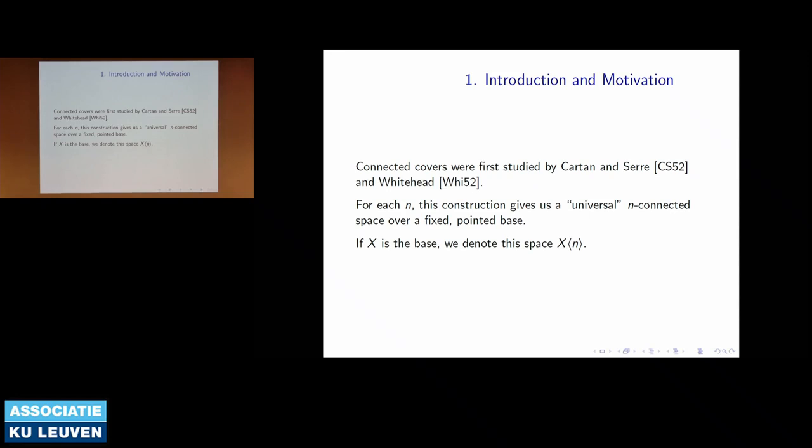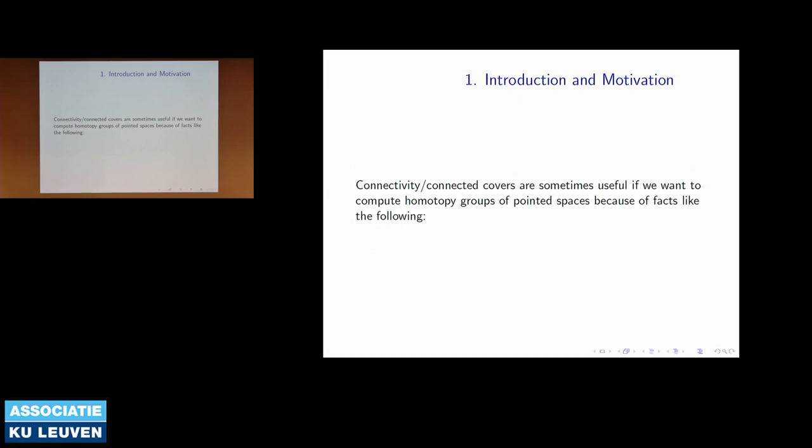Okay. Connected covers were first studied by Cartan and Serre and George Whitehead in 1952. The construction of the nth connected cover gives us a universal n-connected pointed space over a fixed pointed base space. If X is the base space, then we write X angle brackets n for the nth connected cover. Connectedness in general, and connected covers in particular, can be useful for calculating homotopy groups of pointed spaces.